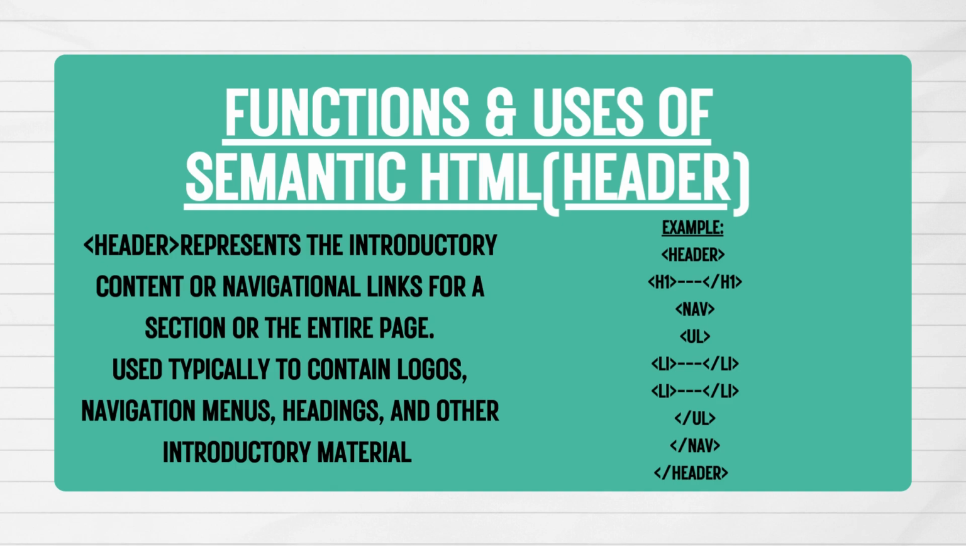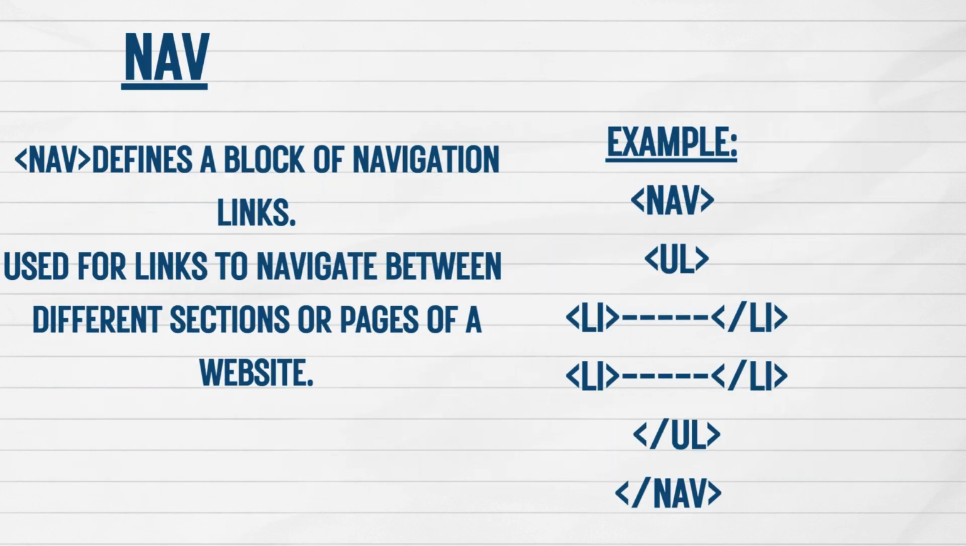Header. Header represents the introductory content or navigational links for a section or the entire page. Used typically to contain logos, navigation menus, headings, and other introductory material. Nav. Nav defines a block of navigation links. Used for links to navigate between different sections or pages of a website.